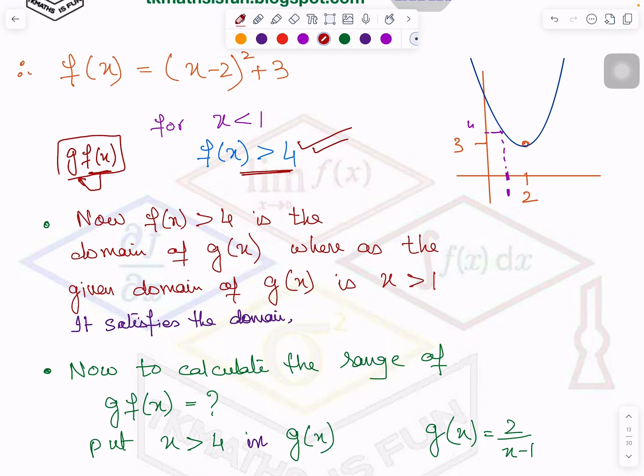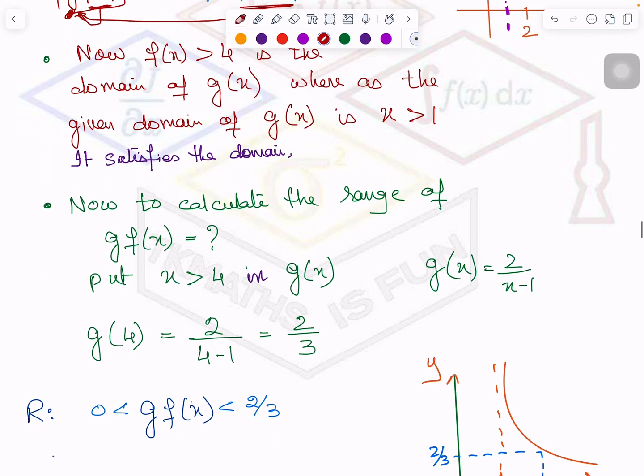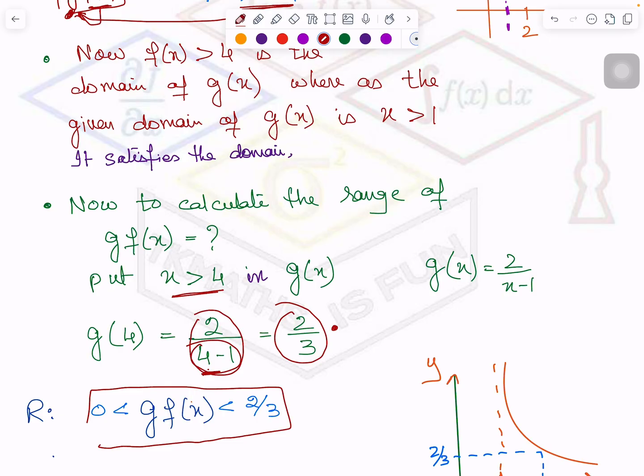So now to find it out, I will just substitute values of x greater than 4 in function g, because this is my domain for function g now. So I will substitute x greater than 4. Let me show you here. In function g I have put 4 here. What is the answer? 2 upon 3. Now if you put greater values of x here, automatically the values of y will keep decreasing and will approach towards 0. So this is the highest value and the lowest values are going towards 0, and this is how you decide the range of your function g of f.